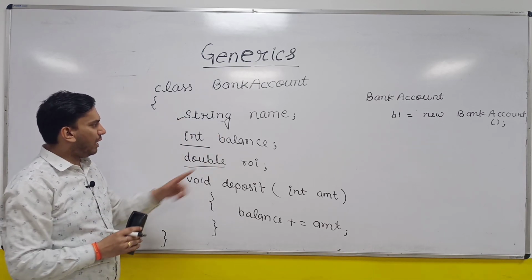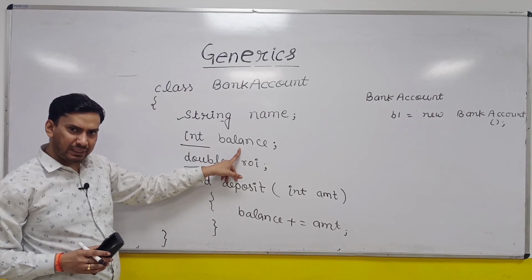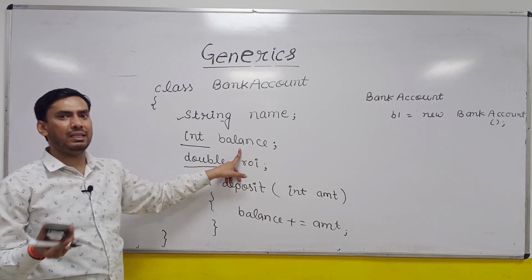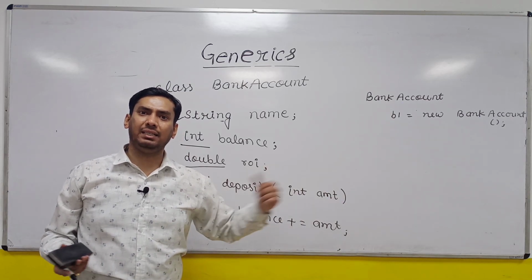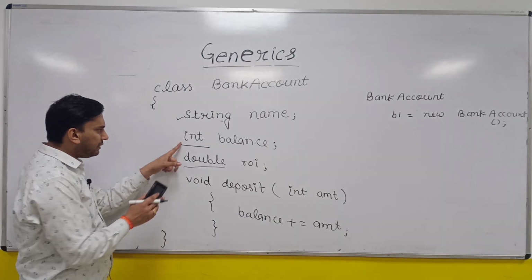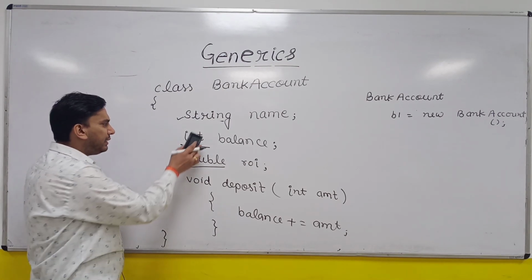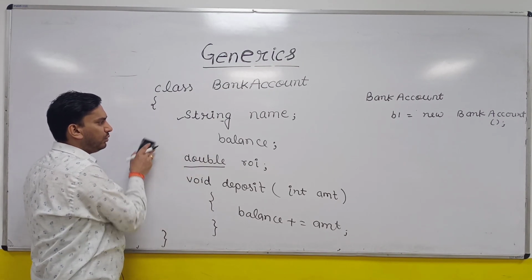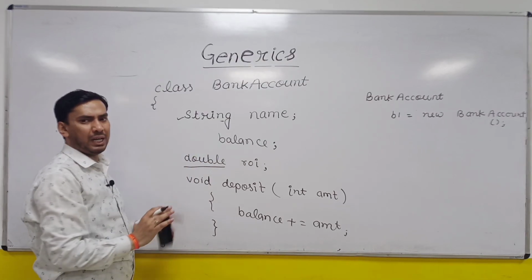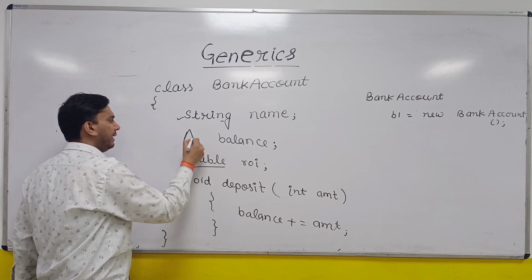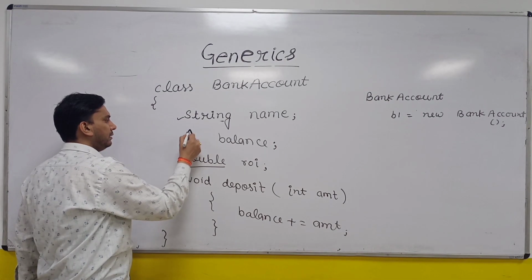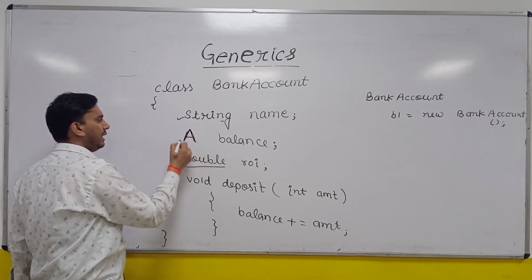Is it clear? Now balance. Do you want to have some flexibility in the balance? Yes. Somebody may say that my balance should be integer type. Somebody may say my balance should be of double type. So I'll say it should not be fixed to int. Let us make it a variable. So I'll give some type parameter here. Let's say I have given some type parameter A. Is it okay? So A is a type parameter here.